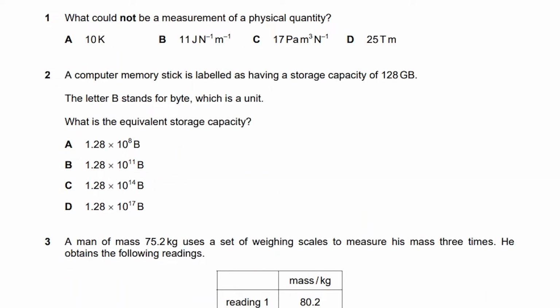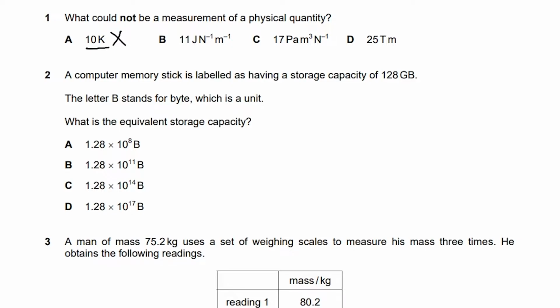Question number 1. What could not be a measurement of a physical quantity? Now, a physical quantity has a magnitude and a unit. It always has these two things. Let's check all these options. Option A, 10 Kelvin. Now 10 is the numerical magnitude, Kelvin is the unit. So it is a physical quantity, is not the answer.